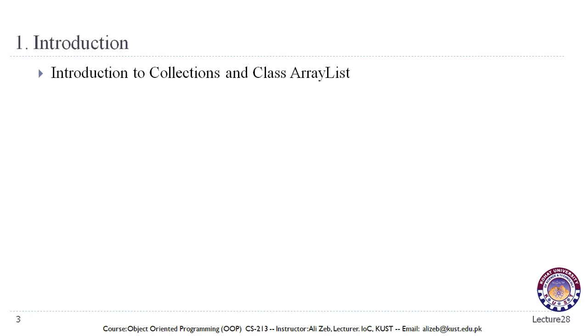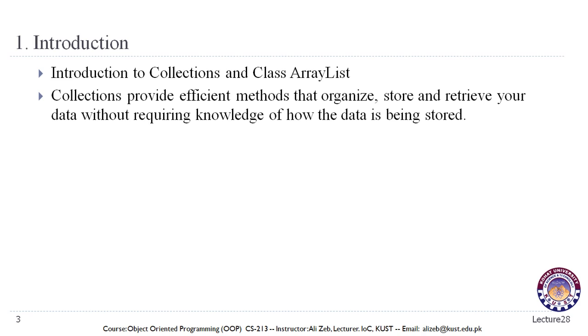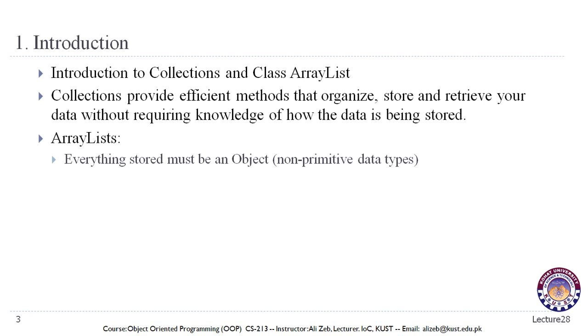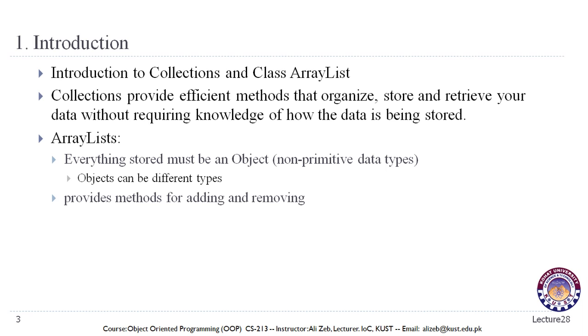So briefly, collections provide efficient methods that organize, store, and retrieve your data without requiring knowledge of how the data is being stored. And we had a look at quite a few examples in our previous part of this lecture. In an ArrayList, everything stored must be an object. As we said, collections do not store primitive data types. Objects can be of different types.